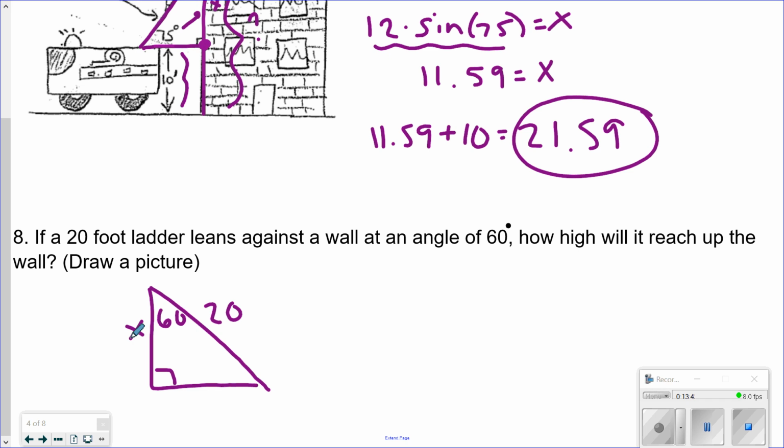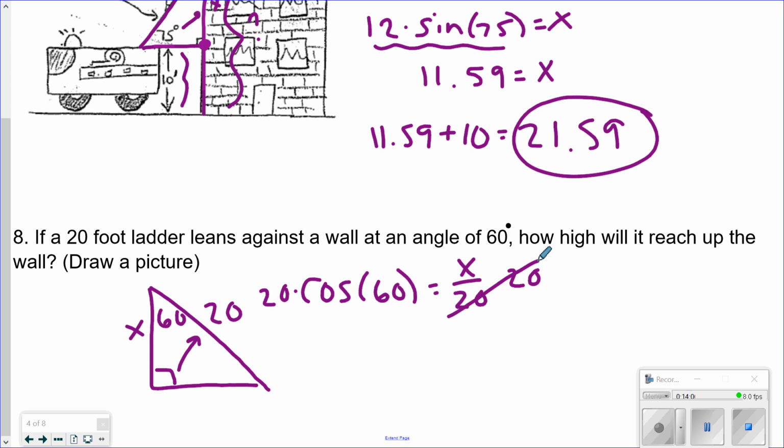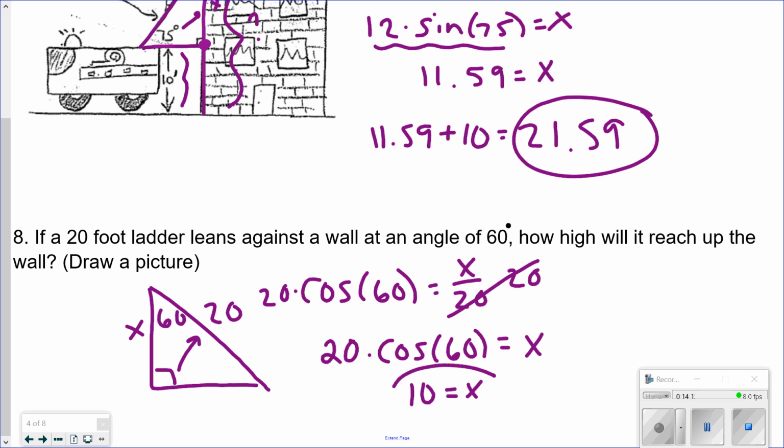All right, well, for here I have the adjacent side and the hypotenuse, so I'm going to use cosine. So cosine of 60 is equal to x over 20. Multiply 20 on each side. Those 20s cancel. So 20 times cosine of 60 will give you x. So when you plug this right into your calculator, you get that 10 is equal to x. And you're done.